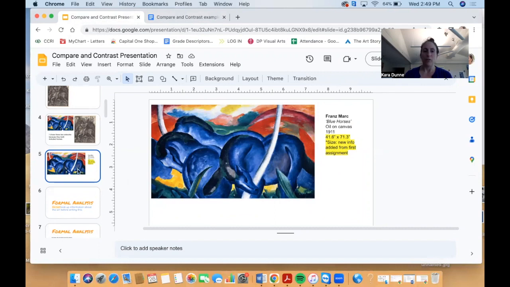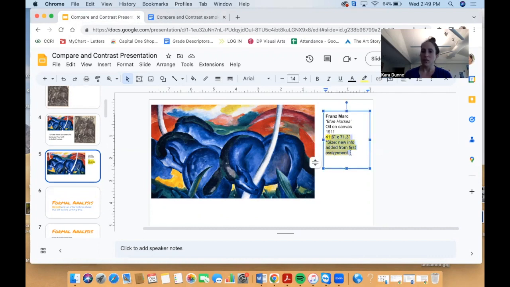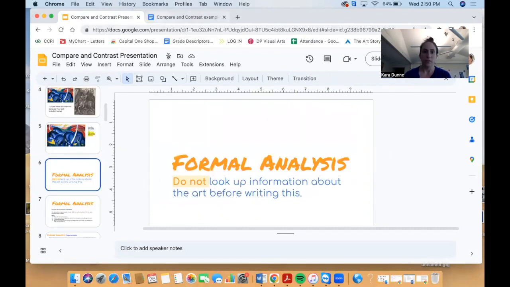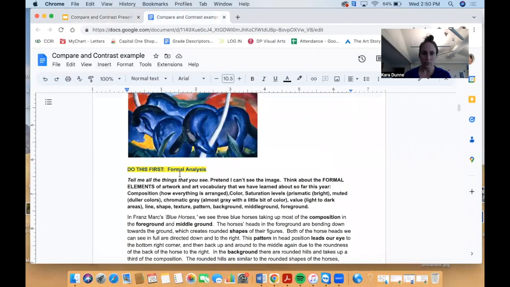Then the next slide would be talking about the first artwork. First artwork image, the first artwork information. This is what might be new unless you had it for some reason. I didn't ask for it, but I'm asking for it now. Please put the size of the artwork down. The next part is the formal analysis, which is here.